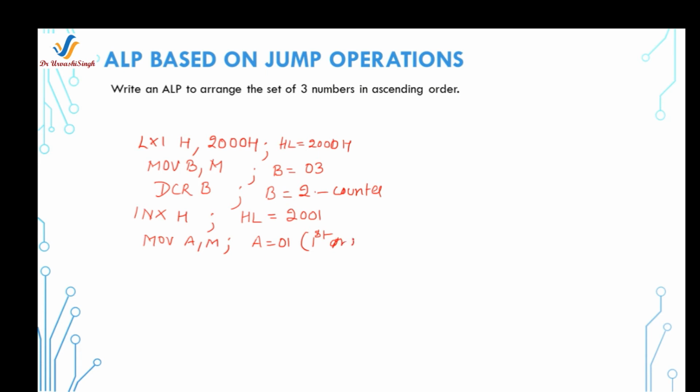This is the first number. And once again I will increment the memory pointer to take the second number. Now at this point the memory location has the second number, which is 07. So this is our second number. And now I will perform the comparison operation.